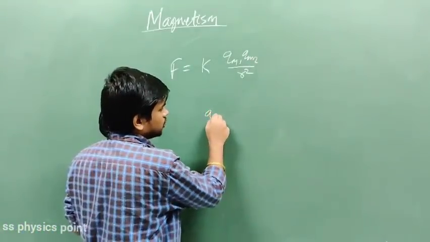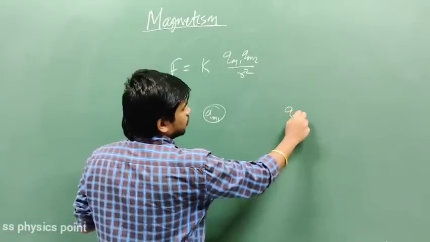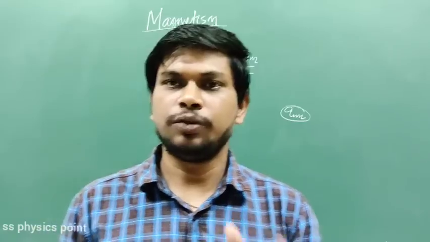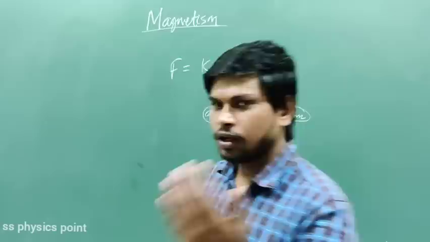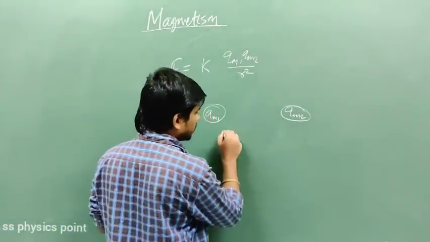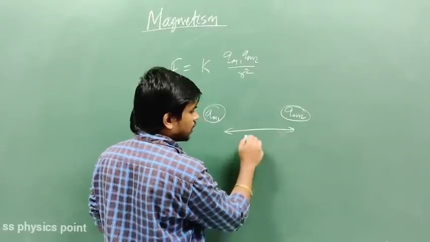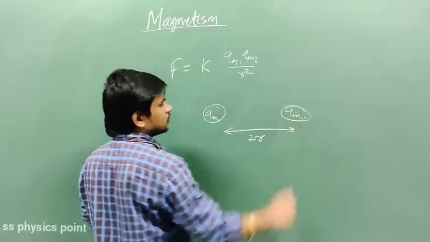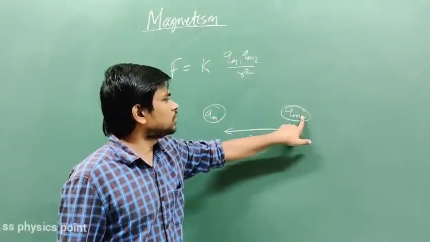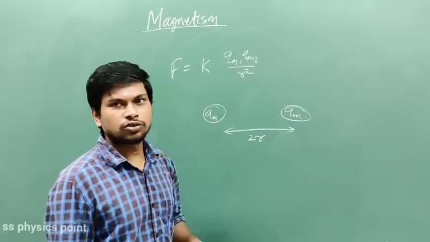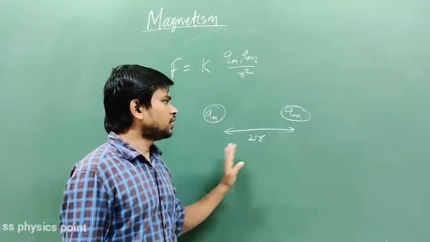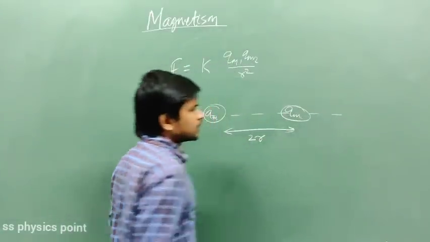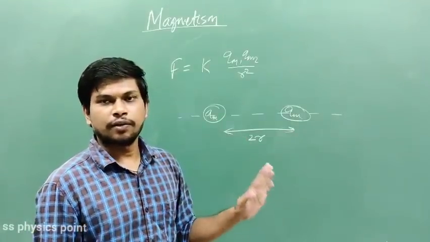Suppose there are two poles, this is Qm1, this is Qm2. They will ask to find a point where the net force is 0. The similar type of questions you have already done in electrostatics. Just do it yourself. The separation between them, suppose I take as 2r. Suppose the pole strength of the two is the same, this is Qm, this is also Qm. Then find the point along the line, the axial line, where the net magnetic field is 0.